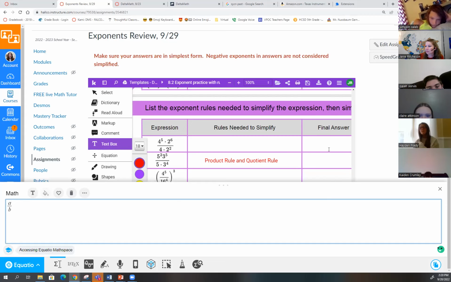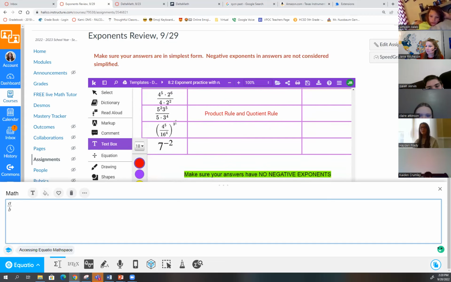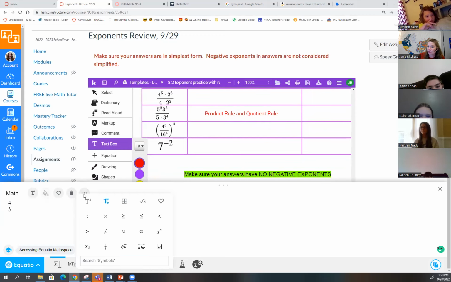All right, I'll do the next problem. I'll do this one right here. First thing I'm going to do is multiply 3 times 5. On the top, I'm going to write 4 to the power of, so to make my exponent, I'm going to hit those 3 buttons again. And then right here, it says x to the a power.